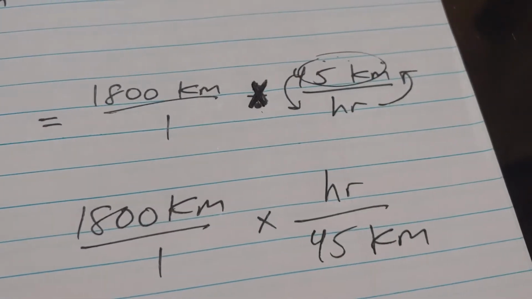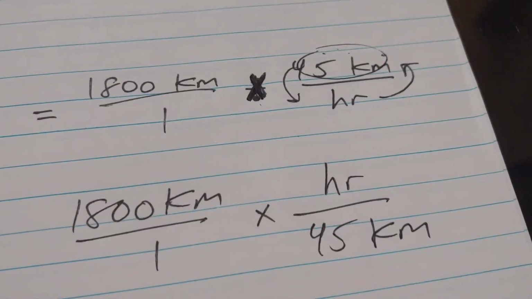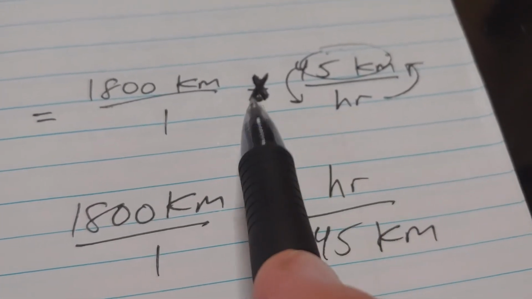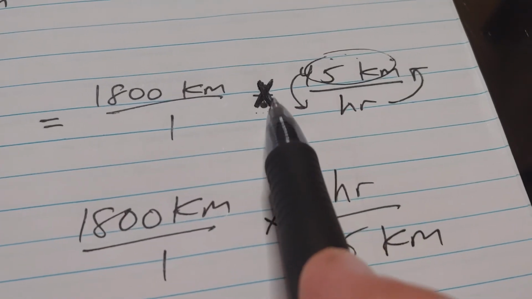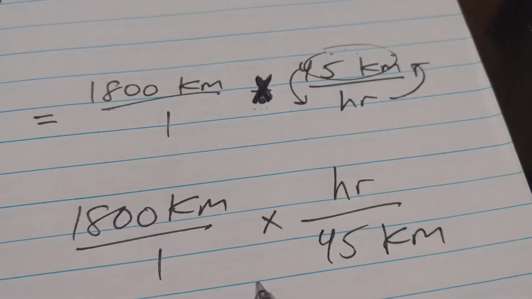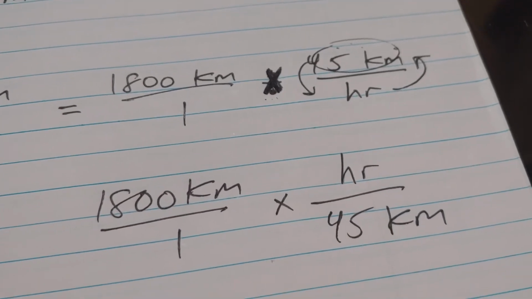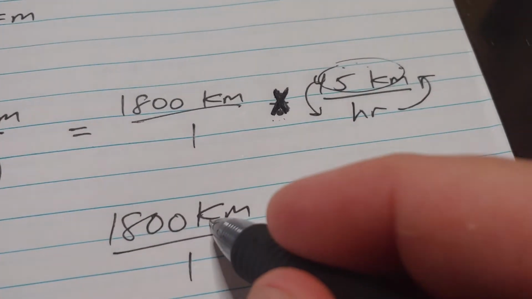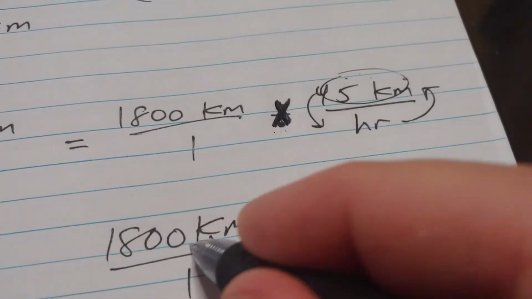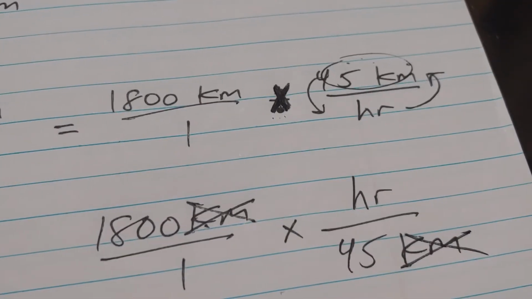Now, why would you do that? Number one, it's the only way to divide a fraction. Whenever you divide a fraction, you have to flip it and turn division into multiplication. That's the proper way to do it. And look what it does. It allows us to cross cancel. There's kilometers on top and kilometers on the bottom. The kilometers cancel each other out.